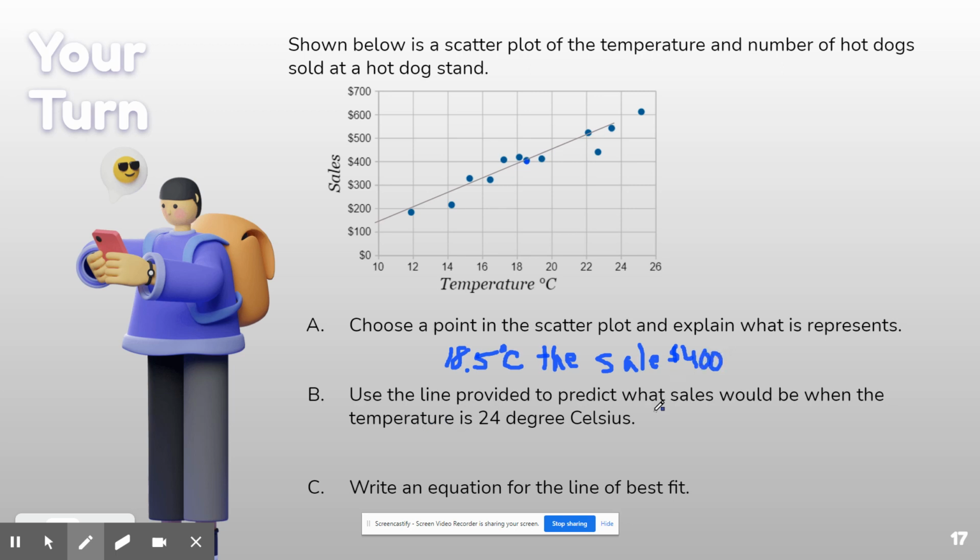Use the line provided to predict what the sales would be when the temperature is 24 degrees. Here's what I would do: go to 24. That line would be about right there. So I would say $580. Write an equation for the line of best fit. It's right here about halfway, so I would say that the b is 150.